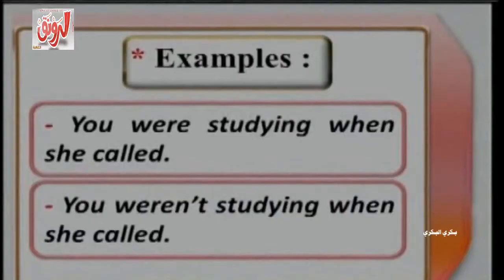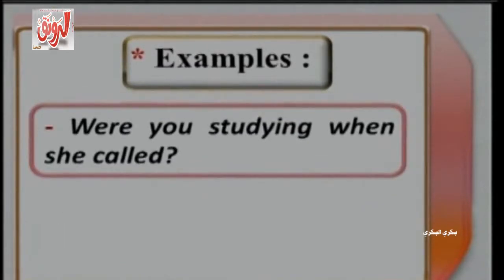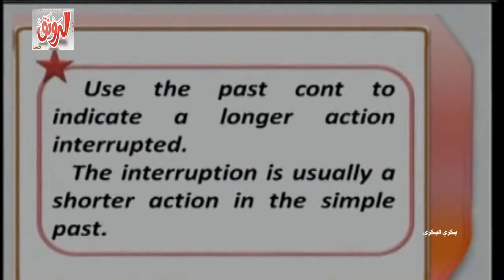You weren't studying when she called. There isn't much change. Very simply, we have only negated the sentence. We made it negative: you weren't studying. We only add not to was or were, the verb to be. Were you studying when she called? Nothing new as well; we only make a question. Were you studying when she called? This is the way in which you make questions using the past continuous tense.